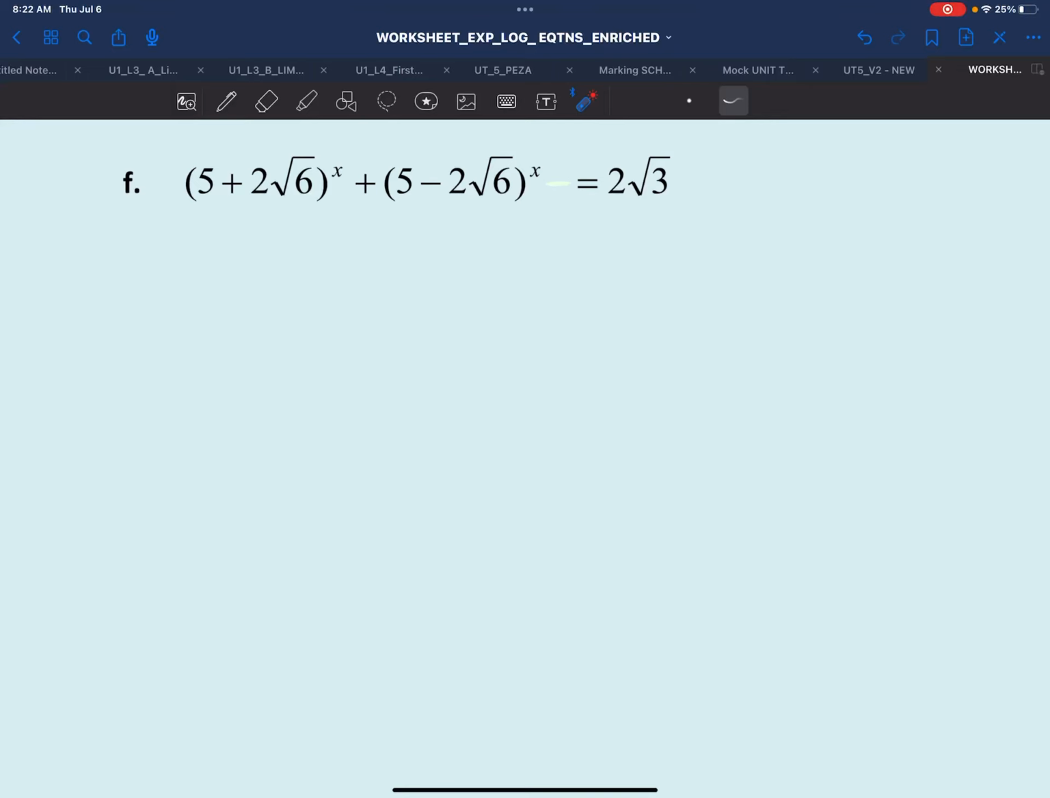Let's take a look at another cool, very neat equation. So this time we have (5 + 2√6)^x + (5 − 2√6)^x = 2√3. Quite interesting. We have the variable x appearing in two terms in this equation. Here, this is a constant. Now, the problem is that we cannot really find a connection between these two, or can we?